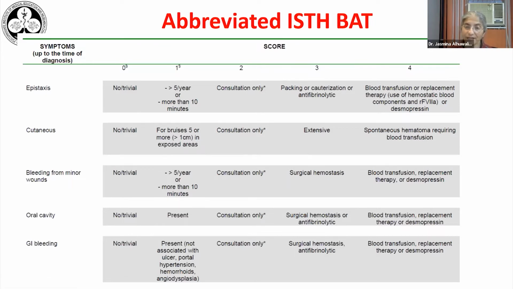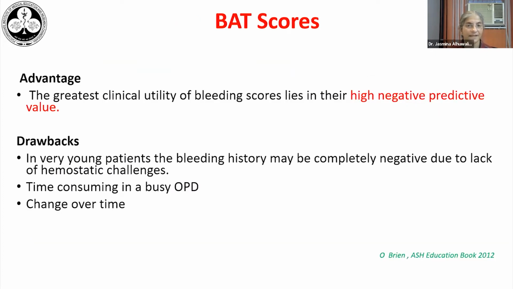These are very important for primary healthcare assessment, but when the patient comes as a referral to a hematologist, one need not rely on BAT scores to guide further testing. The advantage of BAT scores is that they have a very high negative predictive value, so a low BAT score virtually excludes a significant bleeding disorder.